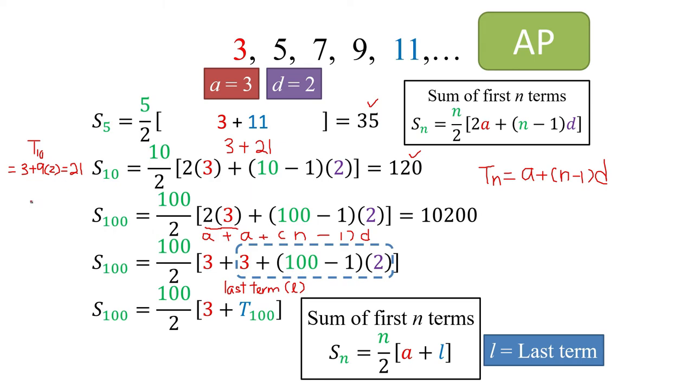Okay, let us try again on the third one. S100. So the last term here is T100. 3 plus 99 times 2. Okay, 99 times 2 gives us 198. 198 plus 3, so gives us 201. So which means first term is 3 plus the last term 201. 201 plus 3 is 204 divided by 2 is 102. 102 times 100, 10200. Correct. So it's up to you which formula you prefer.